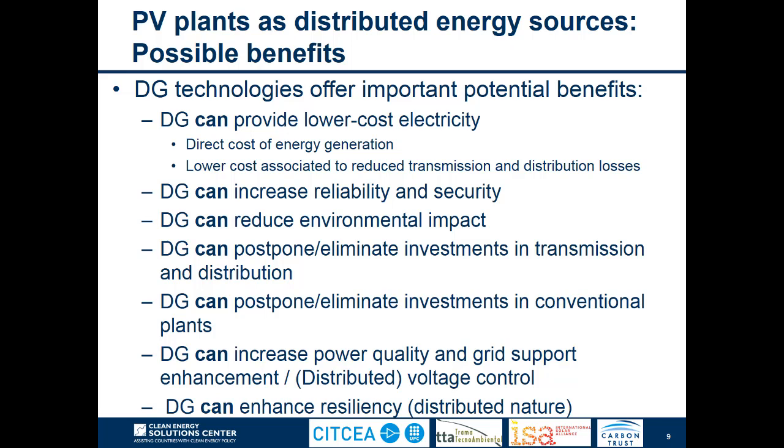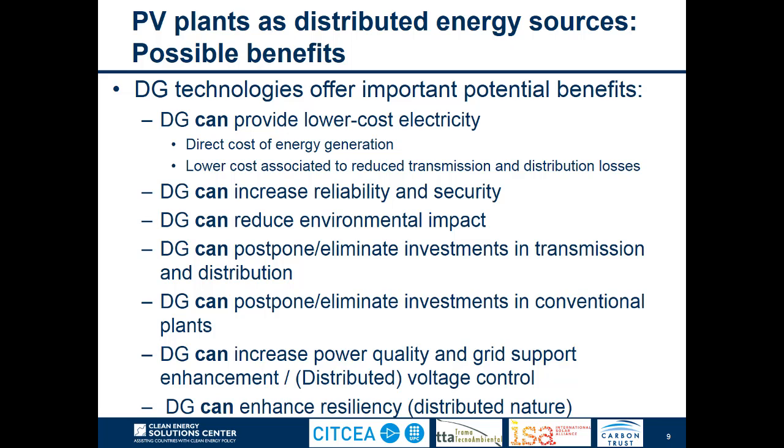The first point is that distributed generation can provide lower cost of electricity, and it can provide it in two different ways. The first one is that the direct cost of energy generation can be lower. We have seen in the previous slide that the cost of solar PV installations is being more and more reduced, and this can allow, in some projects, a reduction of the cost of generation directly, because the cost of the energy is much lower than other alternatives.